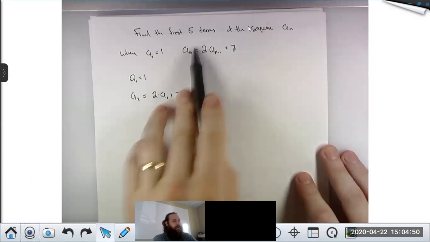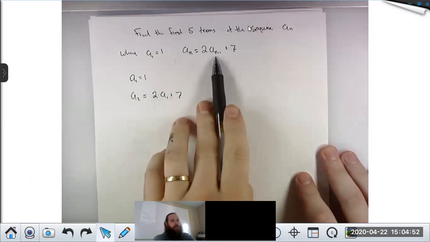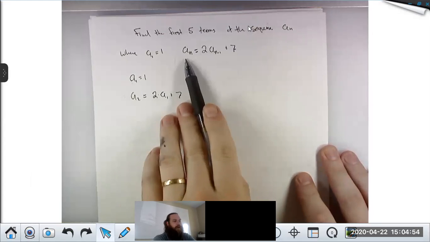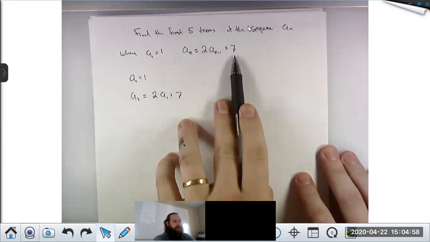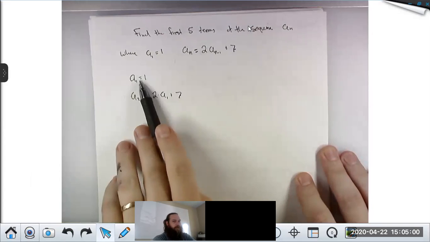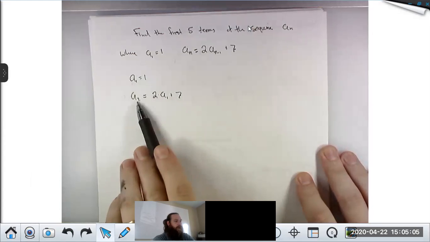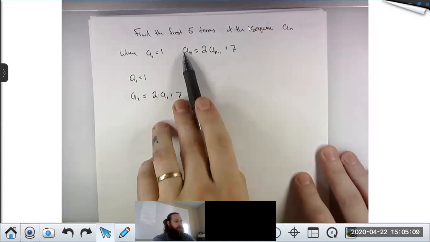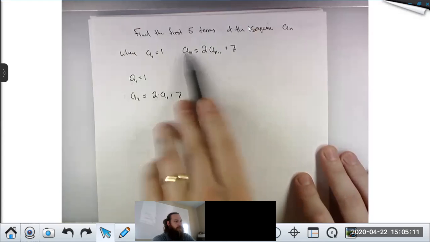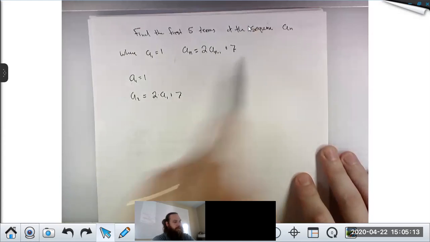So here's the recurrence relation. This tells me how to get the next guy from the previous guy. To get the next guy, I multiply the previous guy by 2 and then add 7. A1, they told me, is just 1. So the first thing they asked me for, A1 is 1. A2, I then have to compute from A1. So A2, according to this recurrence relation, is 2 times A1 plus 7.